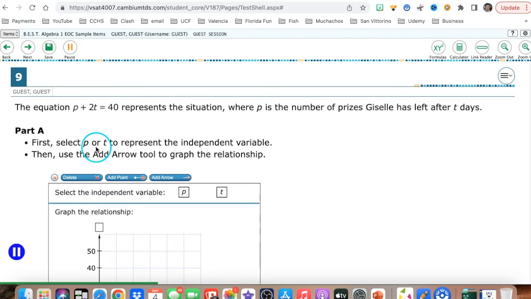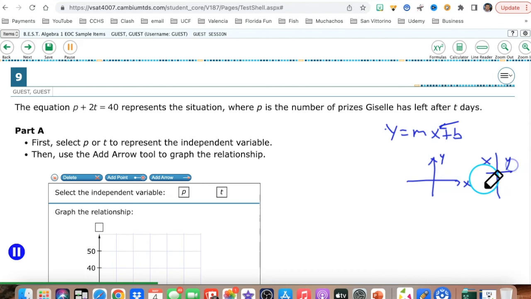Part A, first select p or t to represent the independent variable. Now, every time you have an equation, y equals mx plus b, right? Remember when you graph this, this is your x and this is your y. Your x is your independent. When you do the table of values, you put the values of x. You put 1, 2, and 3. These are your independent. The y is dependent on the values of x.